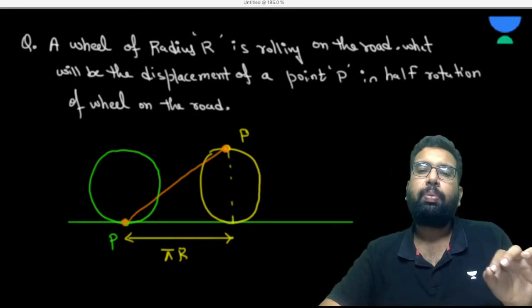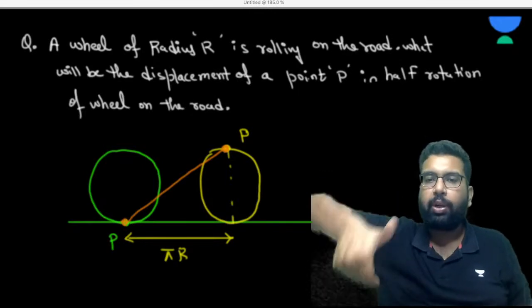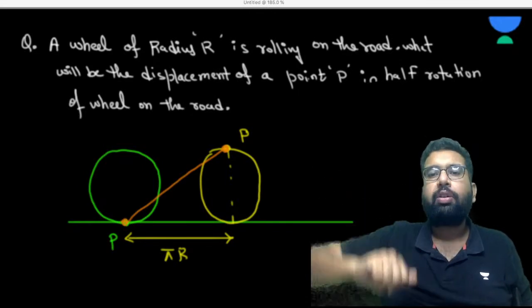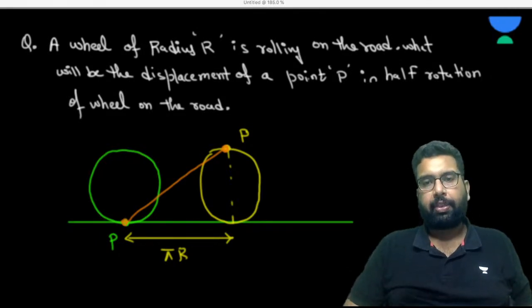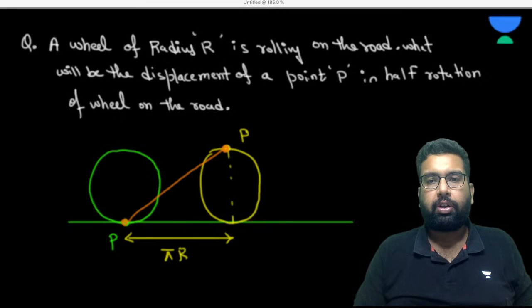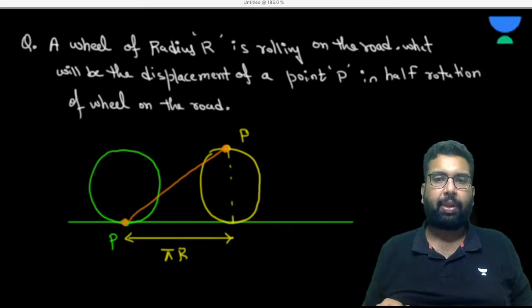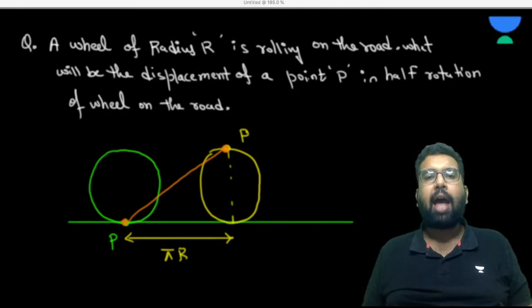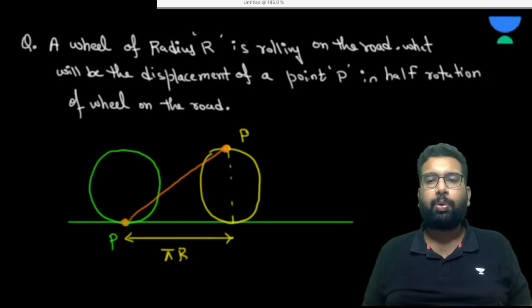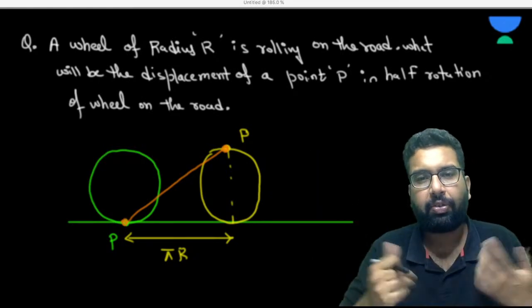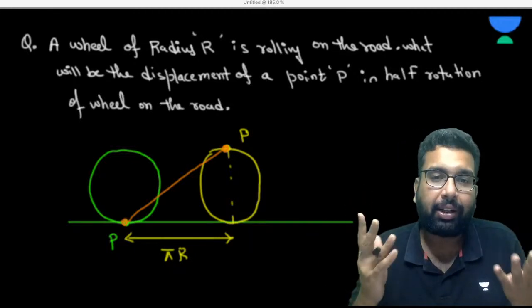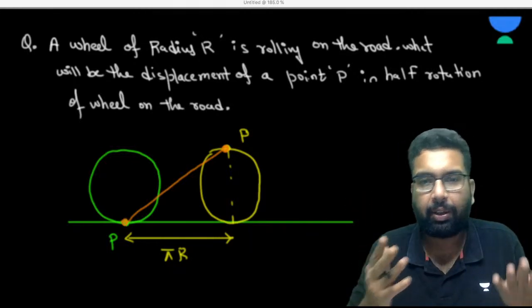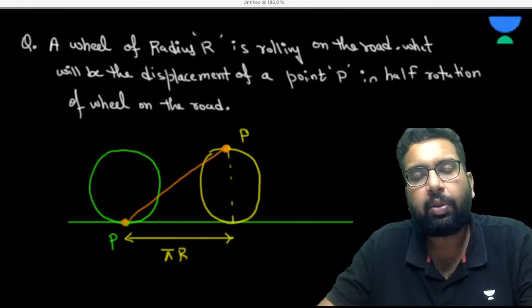So initial position is P, it is on the ground. Now it has taken half a rotation. When it has taken half a rotation, it is going to reach this place, or this position will be this. Now when it has this position, what is the shortest distance between these two? The shortest distance between the initial position of P and final position of P will be when you join them straight away. Do you think there can be any other shortest distance? So you join them straight away. That is going to be your shortest distance.